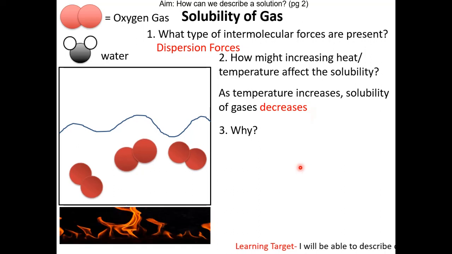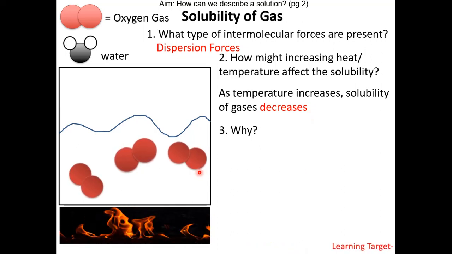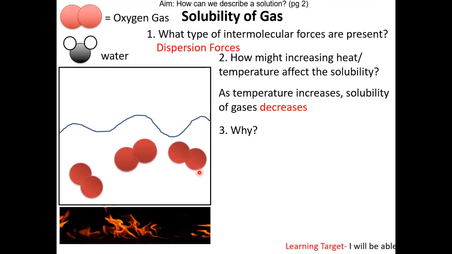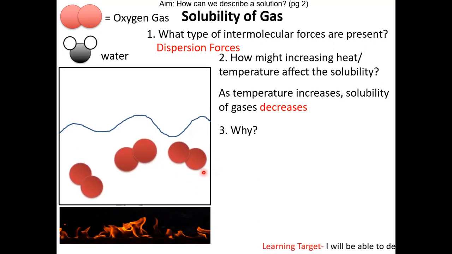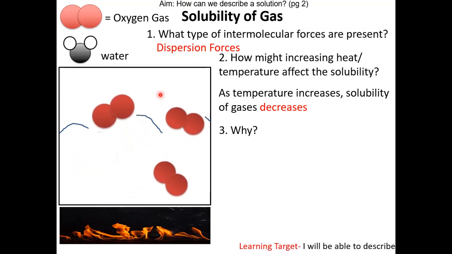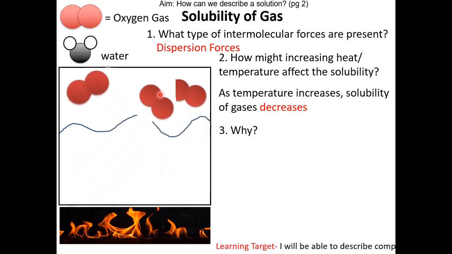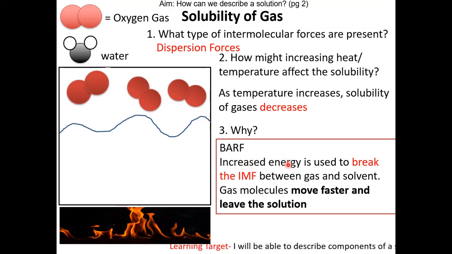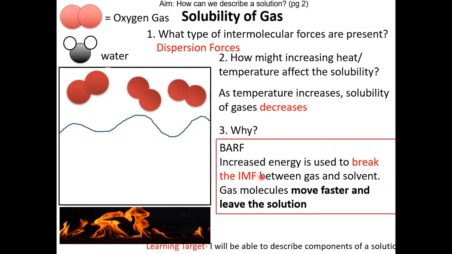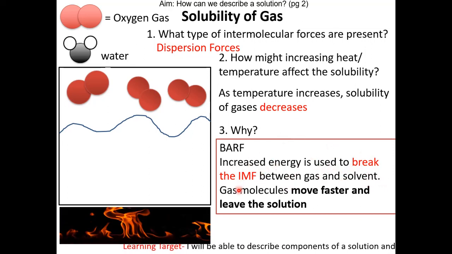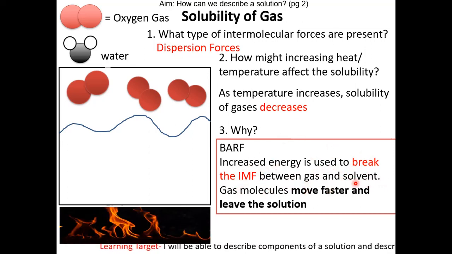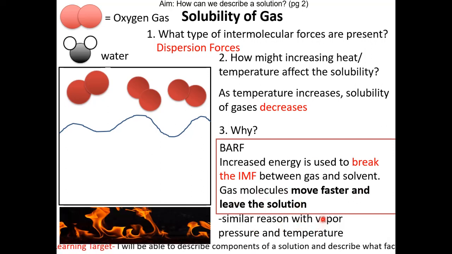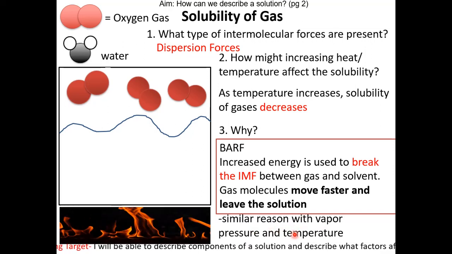So why is that? When you increase the temperature, the molecules will move faster and break those intramolecular forces. As a result, the gas molecules will escape. Breaking bonds requires energy. Increased energy is used to break the intramolecular forces between the gas and solvent. The gas molecules will move faster and leave the solution as a result. It is a similar reason to vapor pressure and temperature from last term.